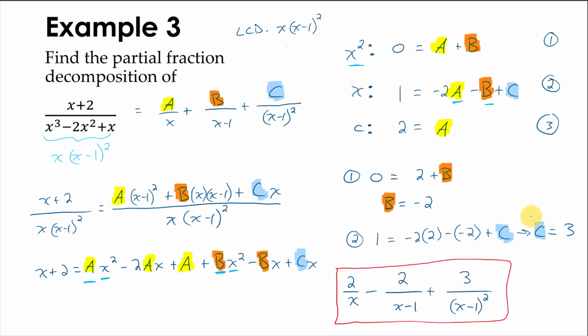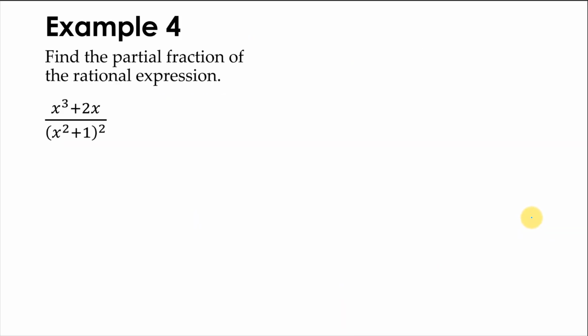Last example here. Notice the difference in this one is that my denominator has a prime quadratic factor. I can't simplify this anymore to a linear factor. Now I've got this prime quadratic factor.